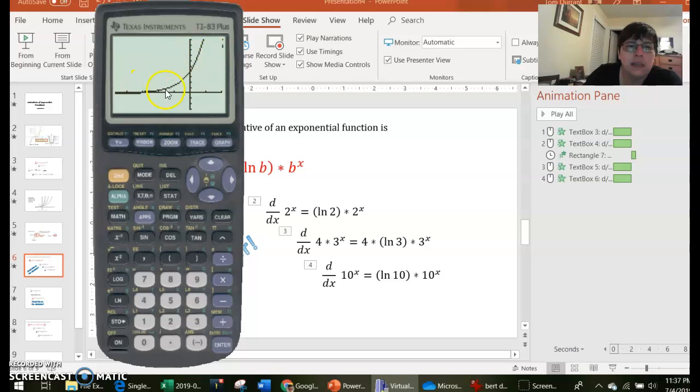So this was the e to the x right here times 4, or 3 to the x. And boy, that natural log of 3 is so close to 1, it's really hard to see the difference between the numerical derivative and this function, or the original function that we started with.